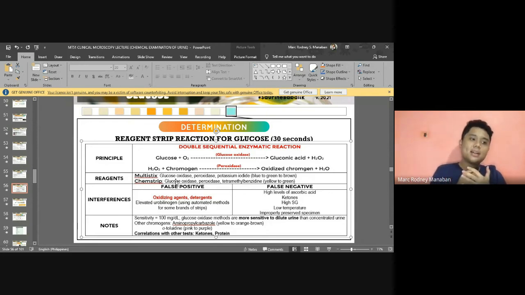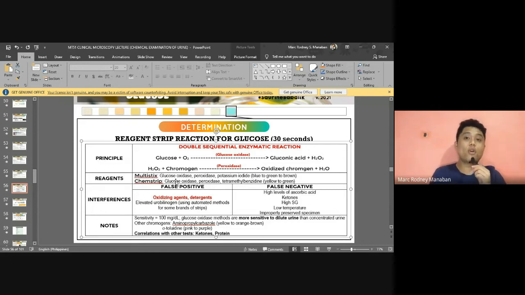So basta ang imuhang basic, remember na yun na reagents, dears, bahala kinsa na manufacturer: two enzymes, glucose oxidase and peroxidase. And sa chromogen siya mo differ: imuhang potassium iodide for Multistix and tetramethylbenzidine for Chemstrip. Alright. Now, what are the interferences?